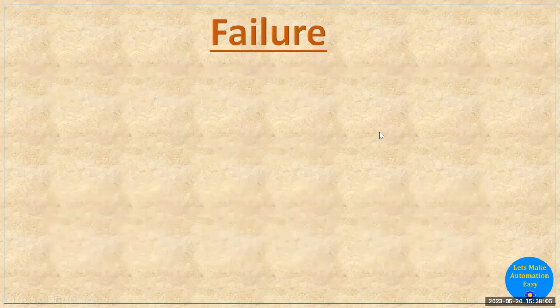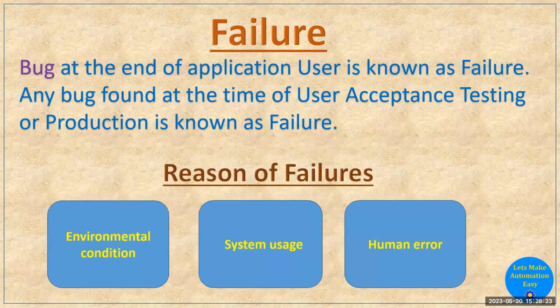Now the last thing that comes into the picture is called failure. A developer develops a feature, and it is released to the dev environment, then another environment, and finally to the UAT environment. If everything is good, then it goes to the production environment. When a bug is found at the end of the application, at the user's end, it is known as a failure.